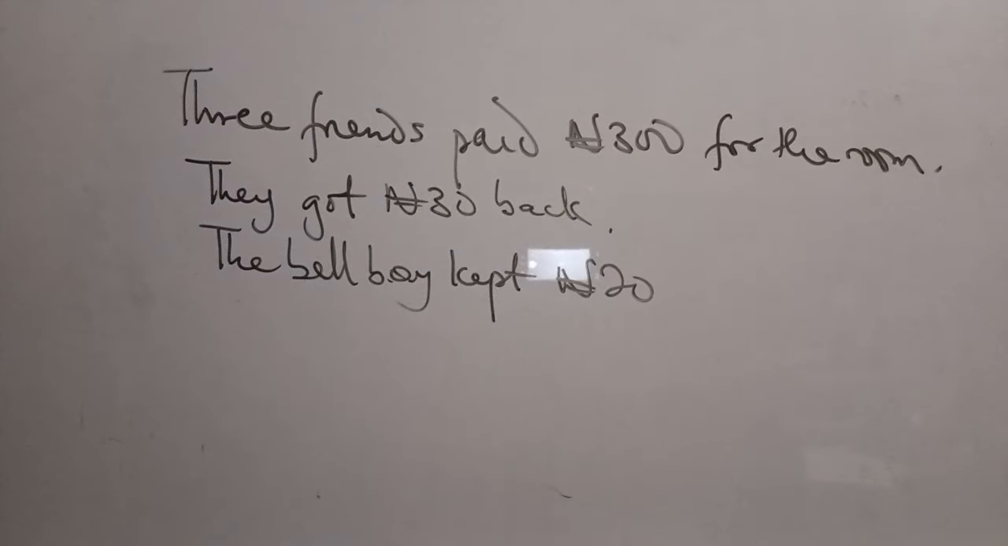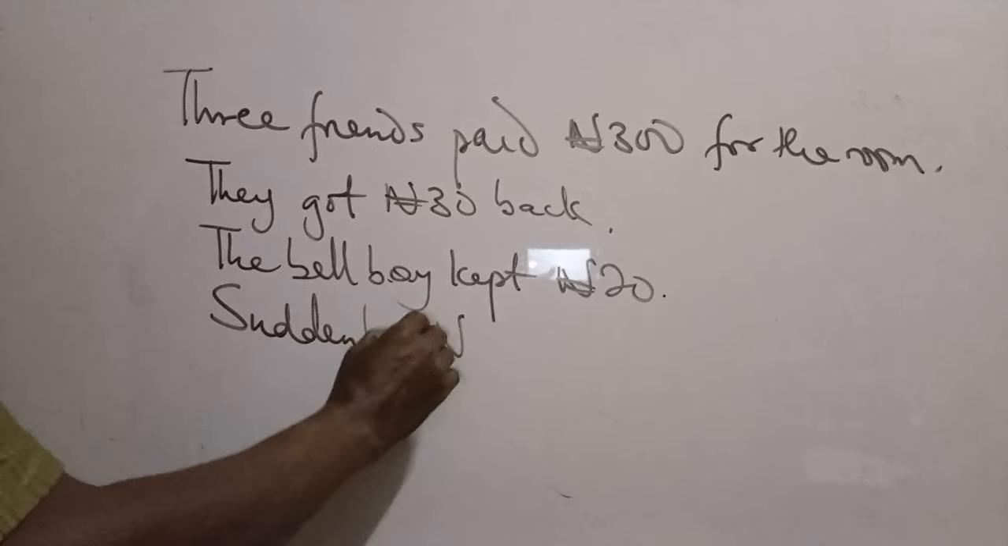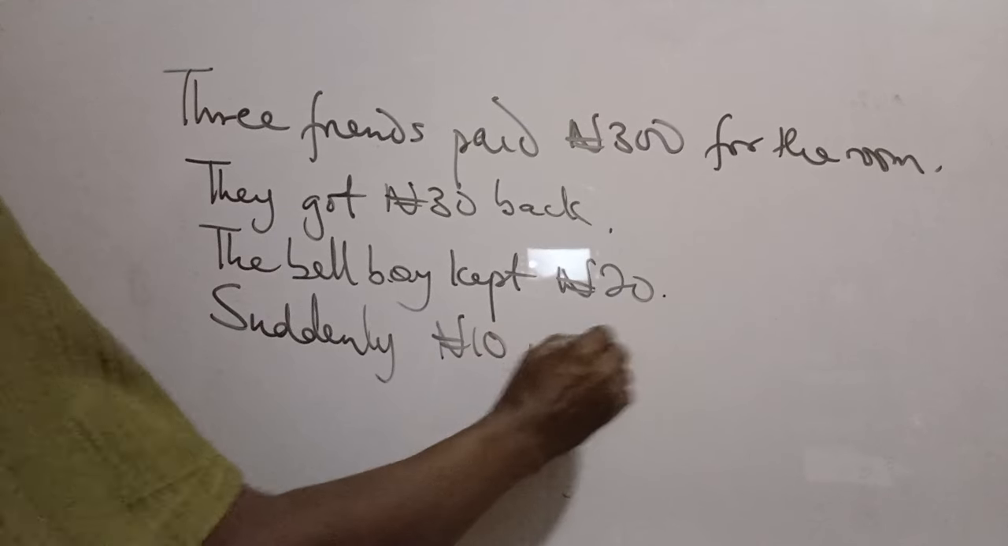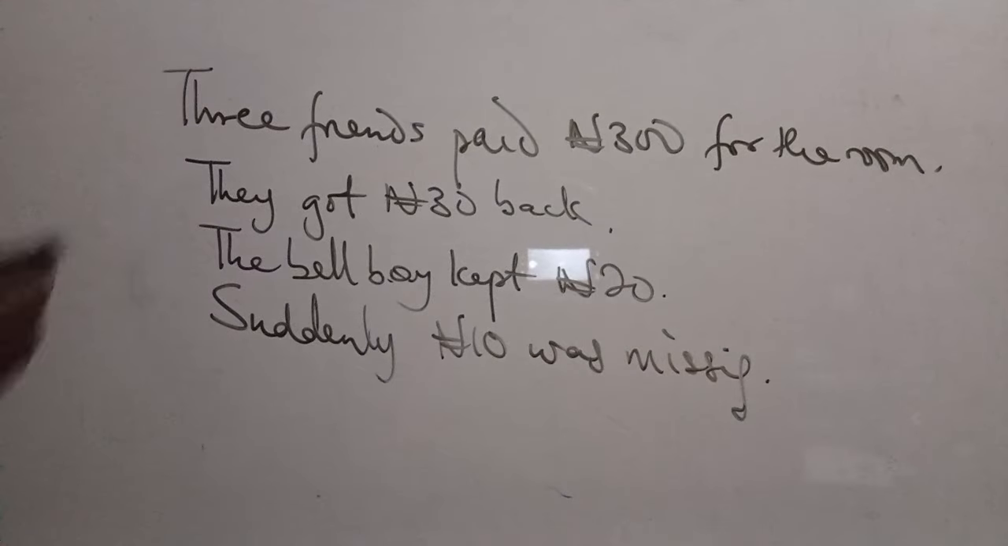So the problem is now, and suddenly, 10 naira was missing. So, what happens to the 10 naira that was missing? Was 10 naira actually missing? And who was keeping the 10 naira? How did the 10 naira get missing? That's a question for you.